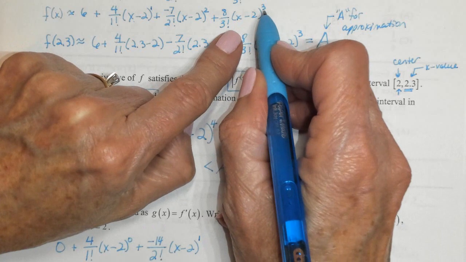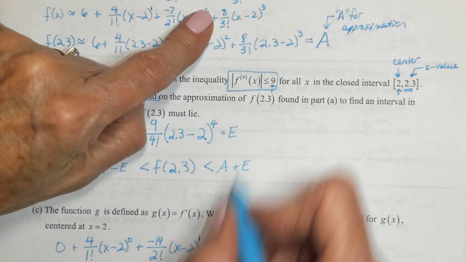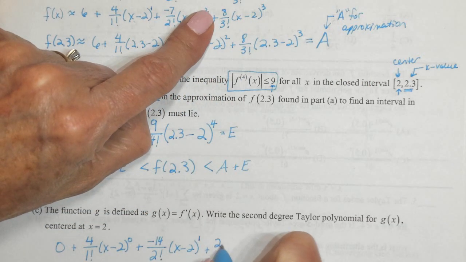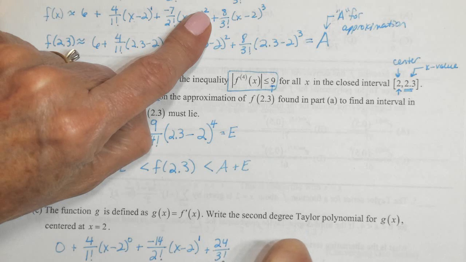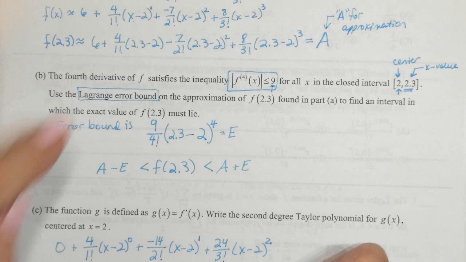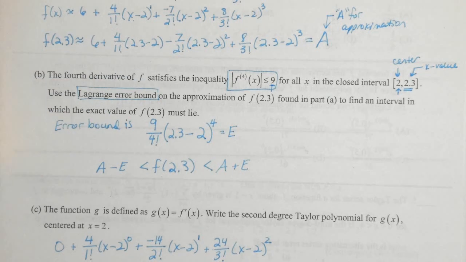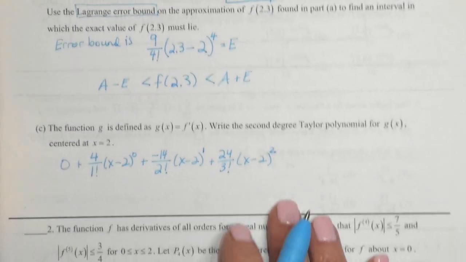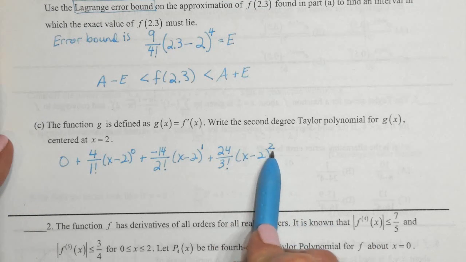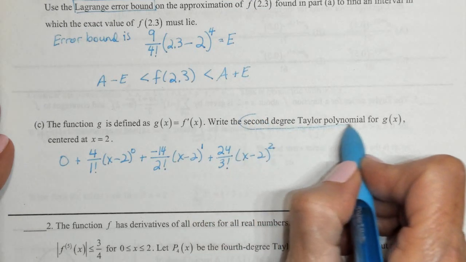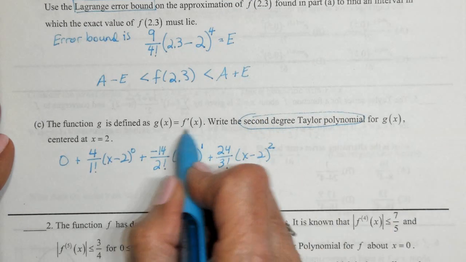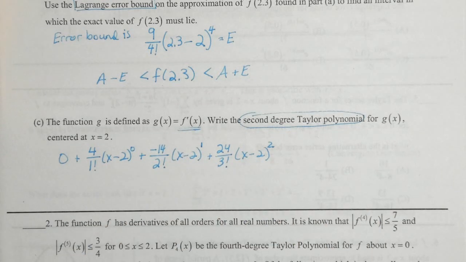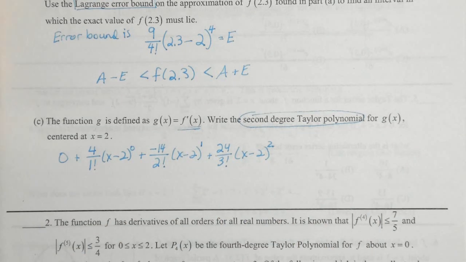Okay, this one. 3 times the coefficient. So 3 times 8 is 24 over 3 factorial times x minus 2 squared. And we're done. We took the derivative. This is the second degree Taylor polynomial for the derivative of f, centered at 2.